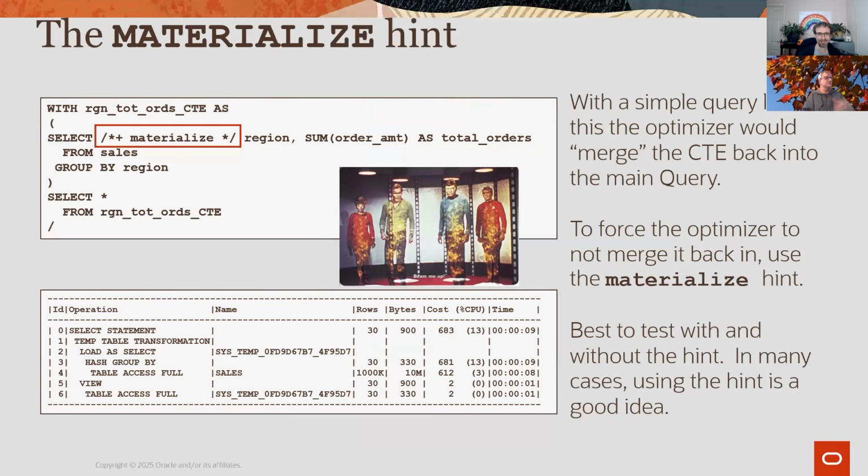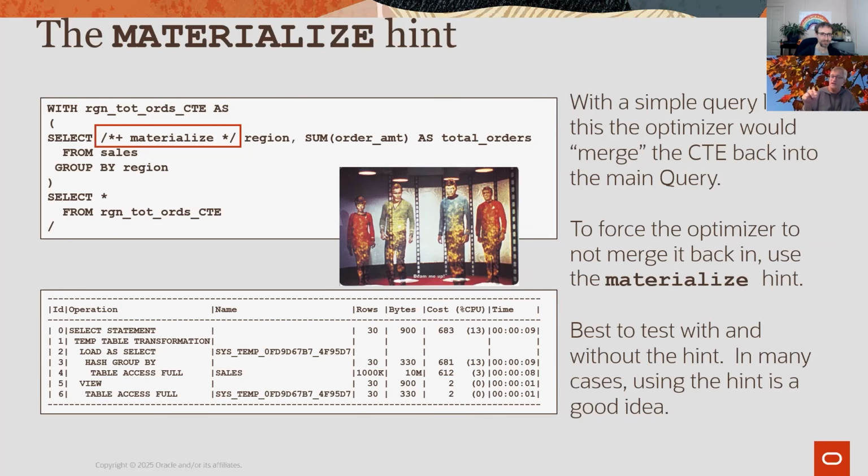All right, so I've been threatening to talk about this materialize hint. Here it is. It has nothing to do with Star Trek, by the way, but I just like the little materialize thing. So anyway, the materialize hint effectively tells the optimizer, do not merge or inline this CTE back into the main code. You can think of it as keeping it as a materialized view. So this will keep it as a separate entity, a separate thing, and not merge it back into the main query, because that might be exactly what you don't want to have happen, right?